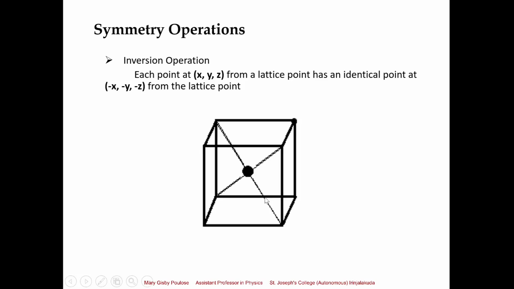So in this cubic structure, if we take the lattice point at the body center of that unit cell, exactly at the body center, for every x, y, z point on the unit cell, we have minus x, minus y, minus z lattice points having atoms in it. It is true in all the x, y, z positions.